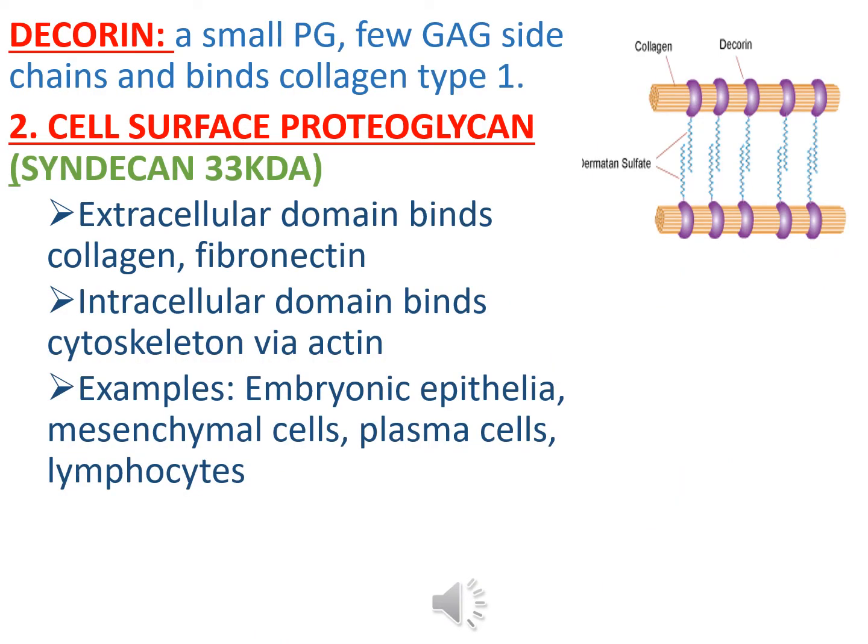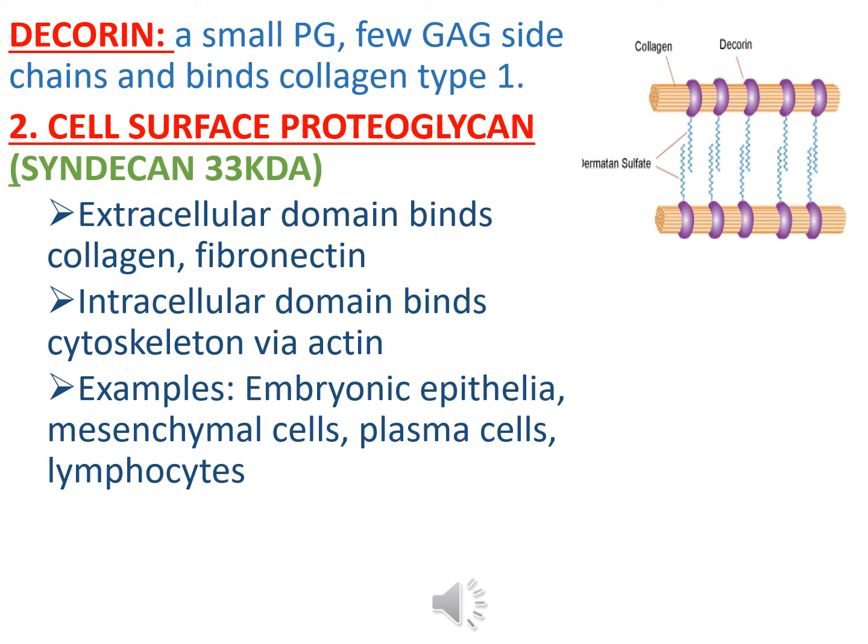Then you have decorin. Decorin is a small proteoglycan. It has few GAG side chains attached to it, and it binds to the fibrils of collagen type 1. Aggrecan was binding to collagen type 2, and this is binding to collagen type 1 fibrils. It is a very small proteoglycan, very low in weight, and very minute.